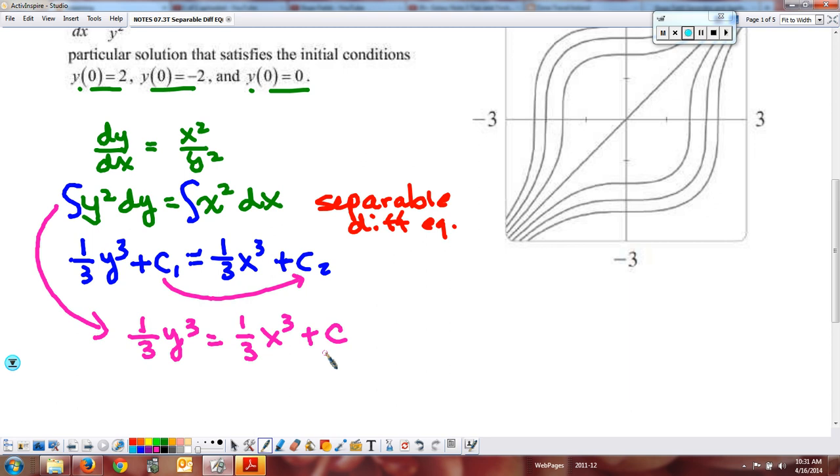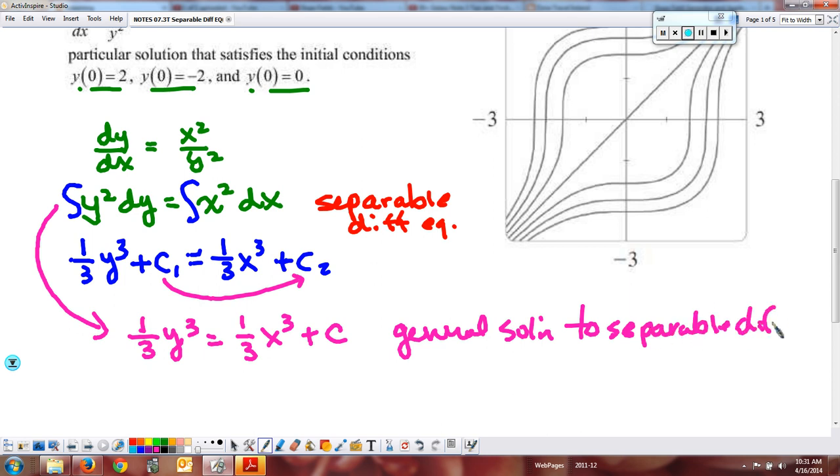We call it the mega constant. Yes, it's a combination of both of these, but we don't care. We just know there's a constant added. All right, so we get to here, and that satisfies the general solution to your separable differential equation. I'm just going to abbreviate that as diffie-q.